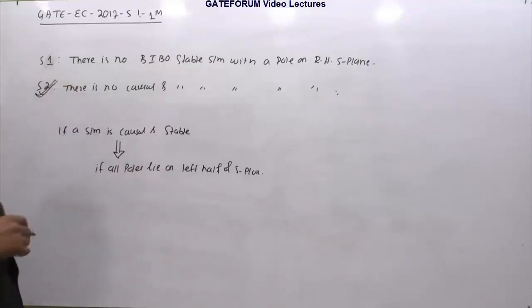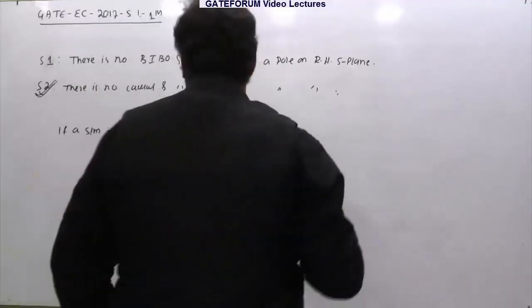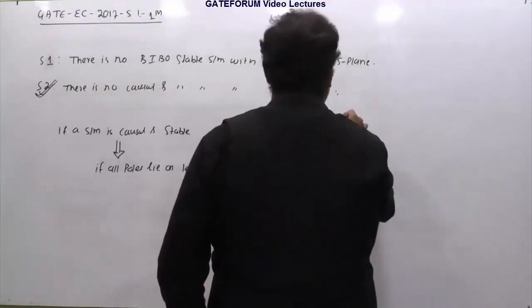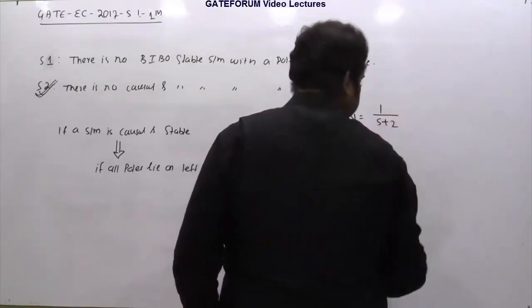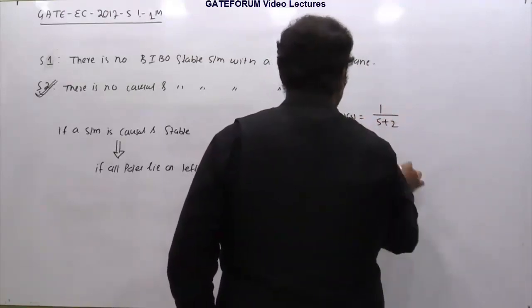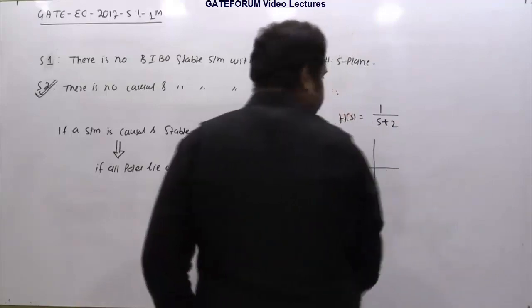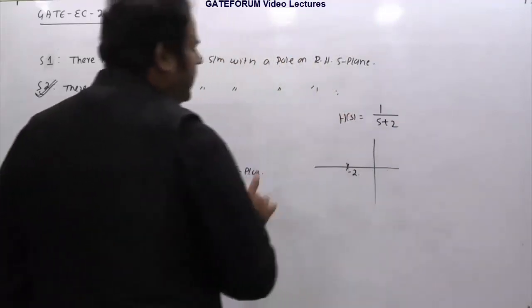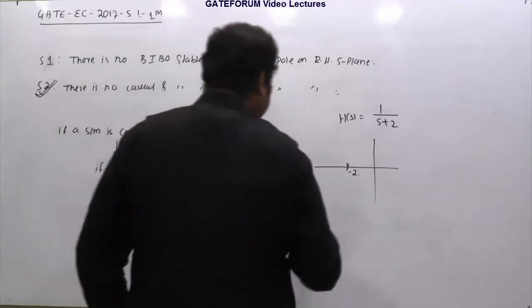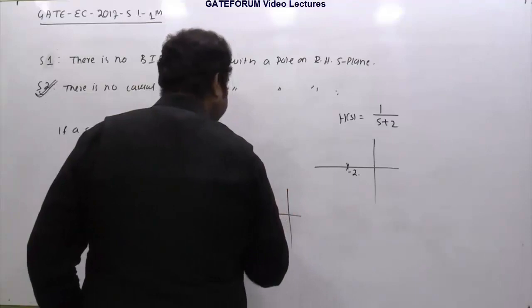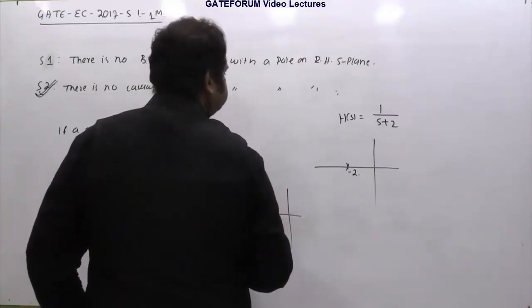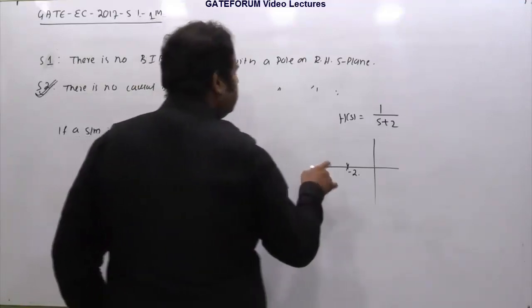What about statement 1? Statement 1 is telling there is no BIBO stable system with a pole on the right half of S plane. Now to answer this, let us say I have a transfer function H of s which is 1 by s plus 2. Now where will the pole lie? The pole will lie at minus 2. This is the pole. Now if I ask you how many inverse Laplace transforms are possible, you have two possible inverse Laplace transforms. One of the possible inverse Laplace transforms is, okay, I have taken this example where the pole is minus 2.